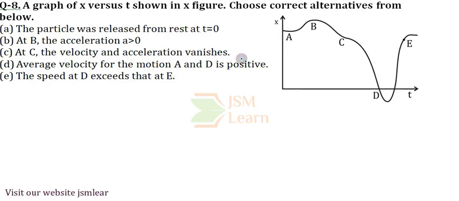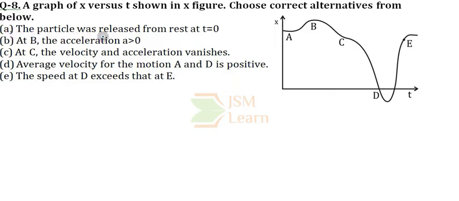In the question, they have provided us an x-t graph and they are asking us to verify which of the following options is correct. So in the x-t graph, we can observe that they have given some points A, B, C, D, E, and they are asking us to find the relative options. So first, let us check option A.